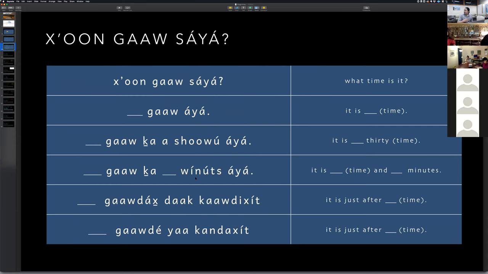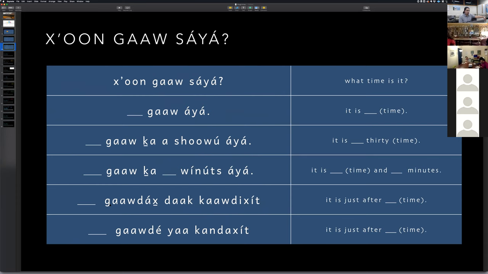And then to be just after, so it's a little after 7 o'clock, let's say. Dachadushu gao dach daak kaw de hit. So kaw de hit, it's like to hit a certain time. Because you could also say gaut kaw de hit aya. It means it's time. Because we said we were going to do this thing at 5 o'clock. Well, it's 5 o'clock. Gaut kaw de hit.